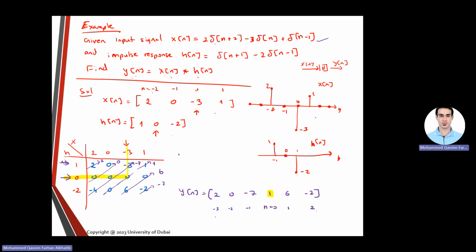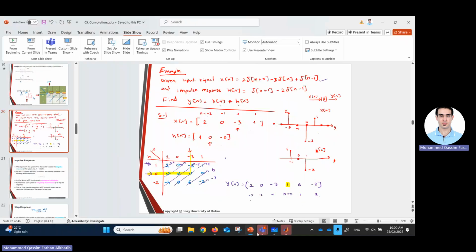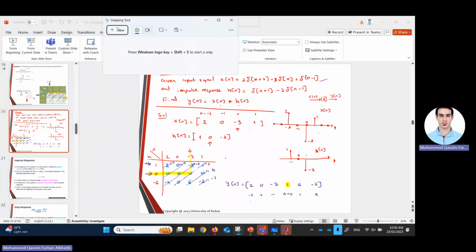Okay, now that's a good question. Given an input signal x of n equals 2 delta of n plus 2, minus 3 delta of n, plus delta of n minus 1, and the impulse response h of n equals delta of n plus 1 plus delta of n minus 1, I'm going to copy the question because this is the kind of question you may face in the exam.